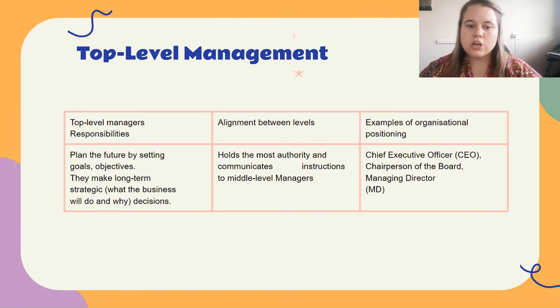Top level managers. Their responsibility is to plan the future by setting goals and objectives. They make long-term strategic decisions. So that's what will the business do and why are they doing it. Then the alignment between the levels: the top level management holds the most authority and communicates instructions to the middle level managers. Examples of types of positions in an organization are your CEO, your MD, or your chairperson on the board.